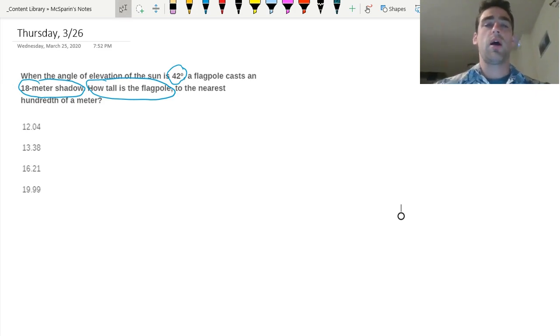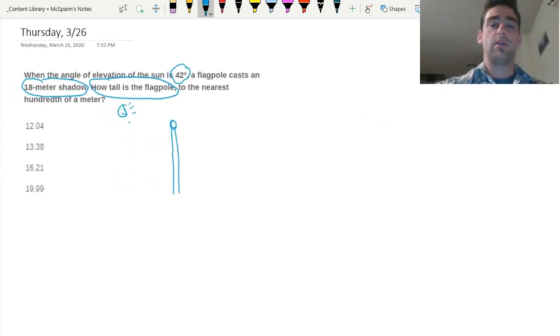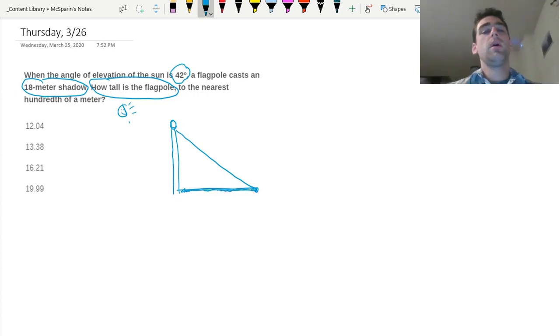It's always important to draw out a diagram. So let's draw our flagpole. I'm not going to put a flag on it, but there's a flagpole. We know that the sun is going to cast its little shadow down like that, and it's going to leave a shadow on the ground. Okay, so there's our triangle. It is a right triangle.